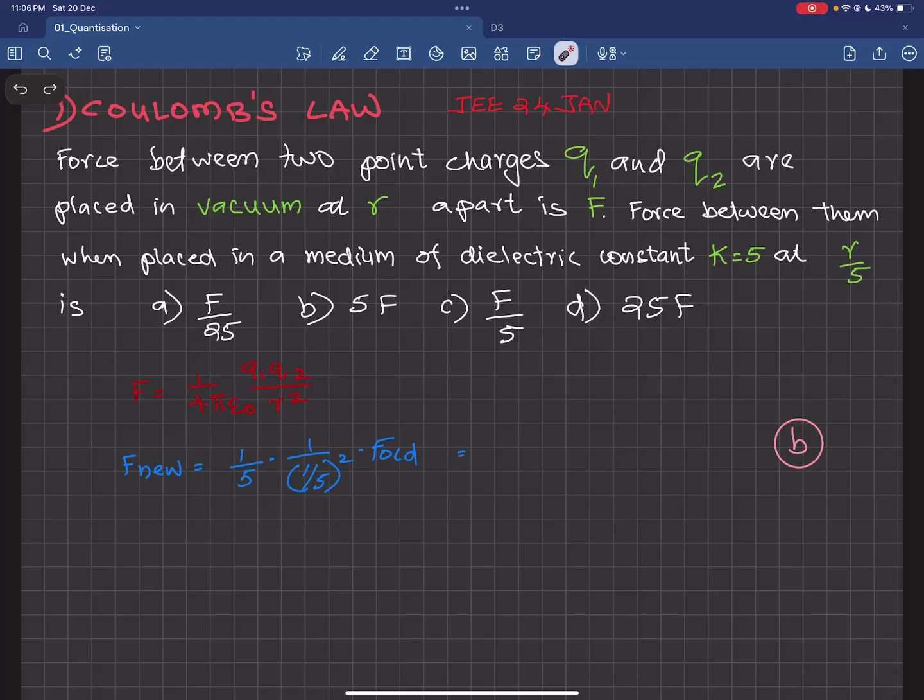Physics is over. Now math, when you rearrange 1 over 5, this becomes 1 upon 1 over 25. It becomes 25 over 1. And the old force is just F. The final answer becomes 5F. So the answer is B.